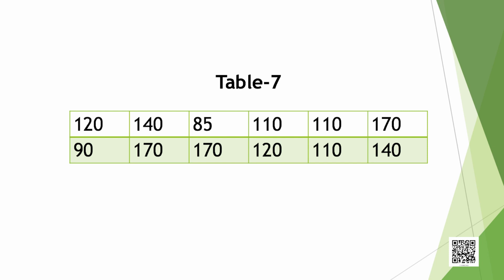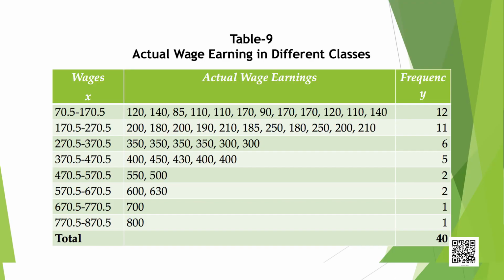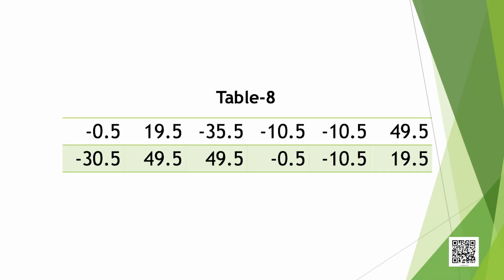Now, look at the table 9 shown on the screen. Here, the actual values, that is wage earnings, in different classes are given. Thus, we should note that the total error of grouping in any class will be small if the values are uniformly distributed within the class and the class interval is not too large. In that case, the positive and negative errors will tend to cancel out.